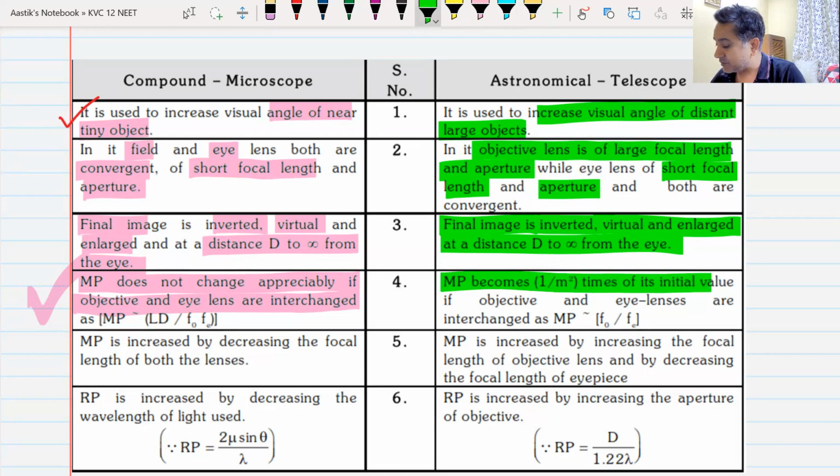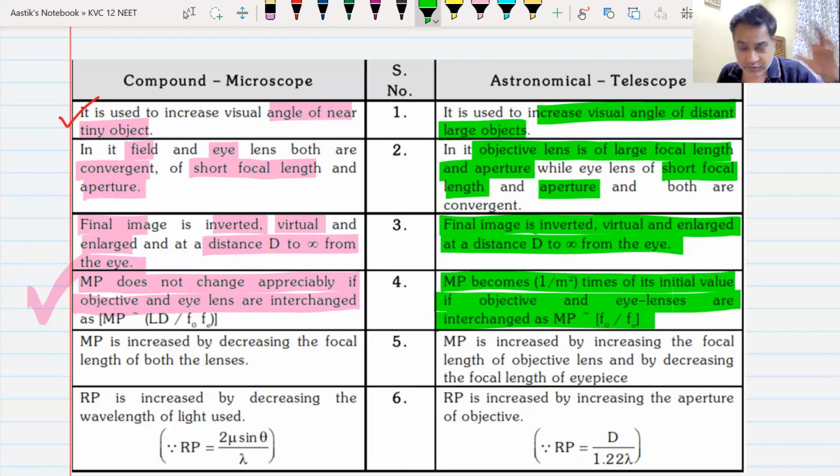Here the magnifying power becomes 1 by m square, because in case of a compound microscope, both the lenses are of similar nature, similar focal length. Magnifying power does not change so much. But here in case of an astronomical telescope, the objective is very large, the eyepiece is very small. If I interchange the lenses, the magnifying power becomes 1 by m square.